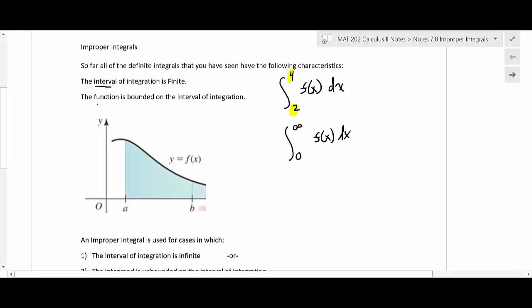The other thing you've looked at is that the function has always been bounded. So you've always done a definite integral when the function is bounded. What I mean by this is, in this region here, the upper boundary is the curve. The lower boundary is the x-axis. Then you have this boundary here and this boundary here, right? So this region in here is bounded. All of your integrals have been that way.